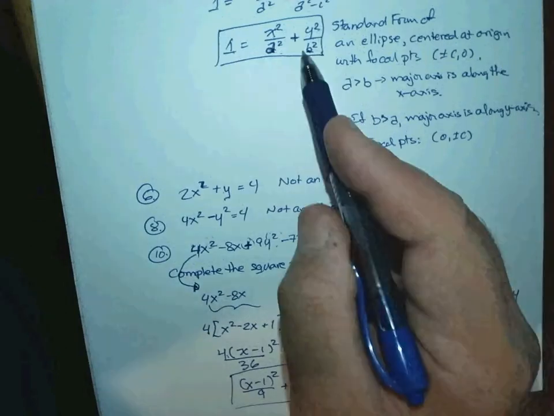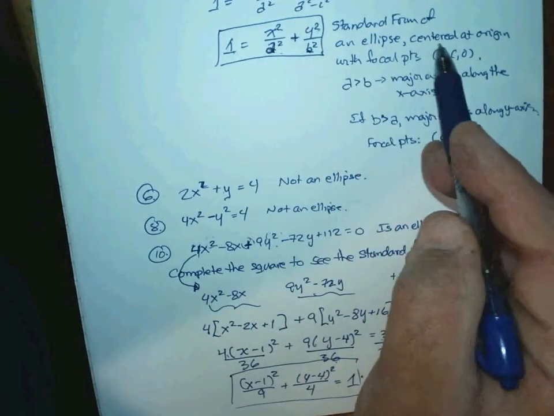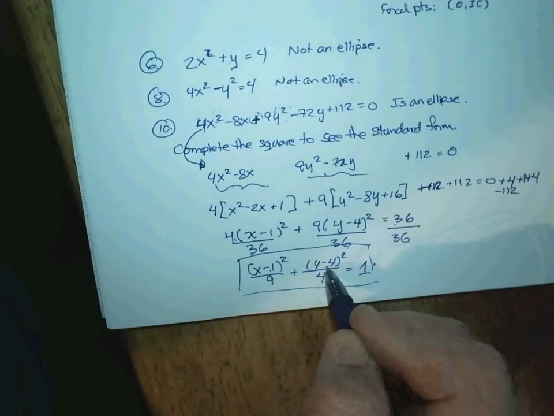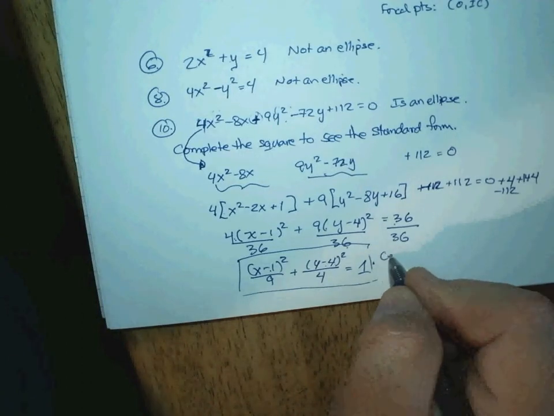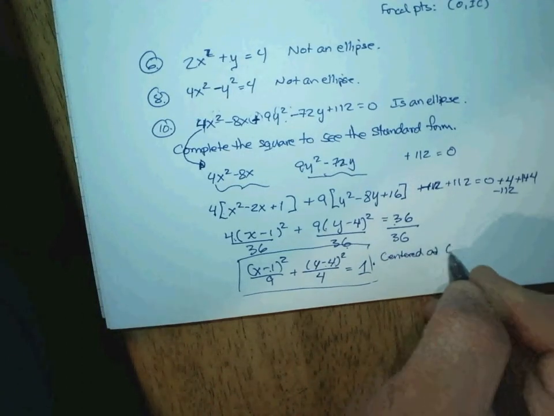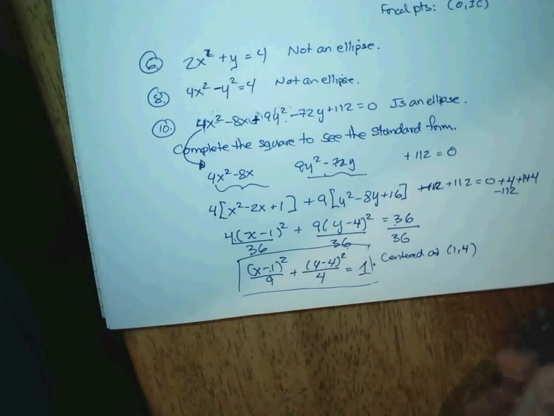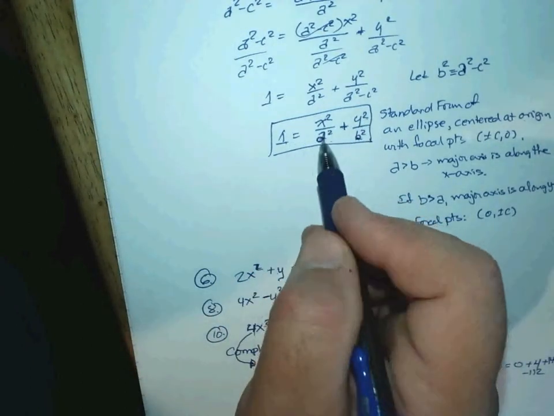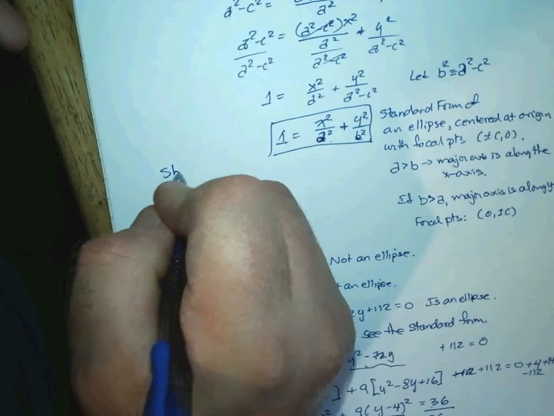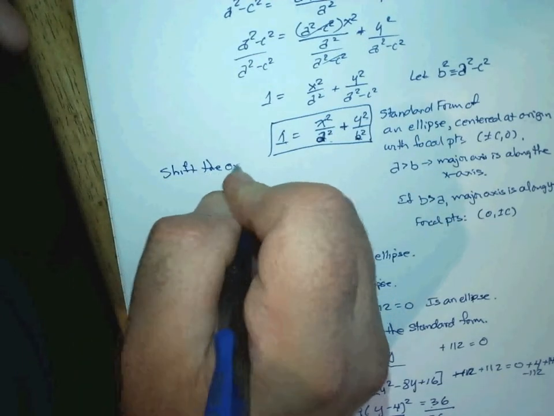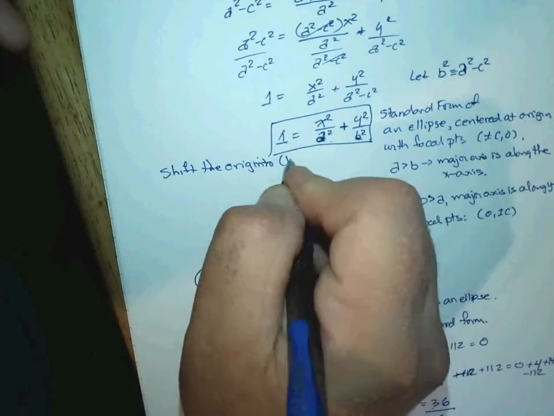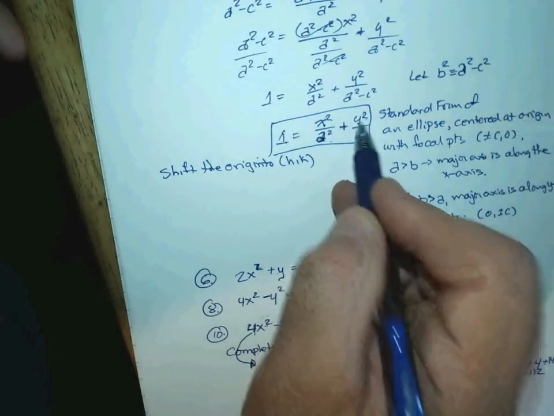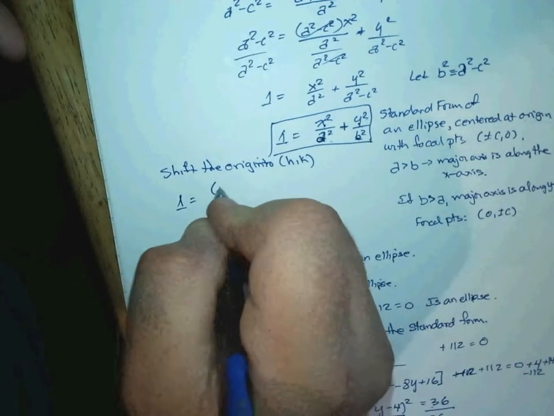The only difference between the standard form here and the standard form here is this one was centered at the origin. Here you've shifted the center. You've subtracted 1 from the x, you've subtracted 4 from the y. This is centered at 1, 4 instead of at the origin. And the reasoning of that is the following. If you want to take any equation and you want to shift the origin to, say, the point h, k, well, then what you do is you subtract h from the x and k from the y.